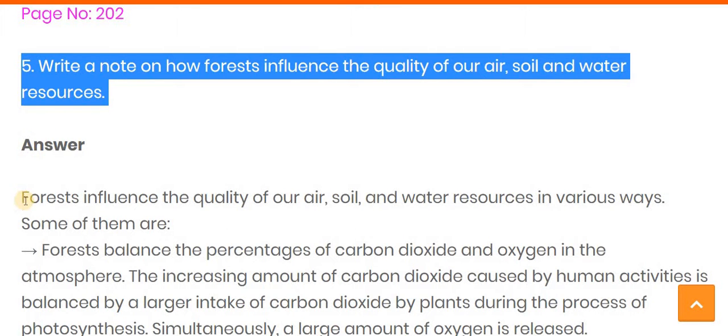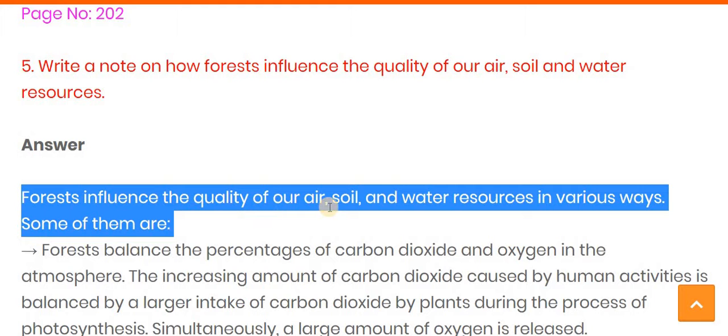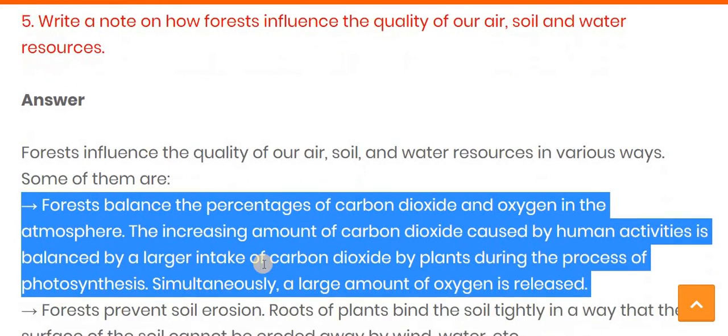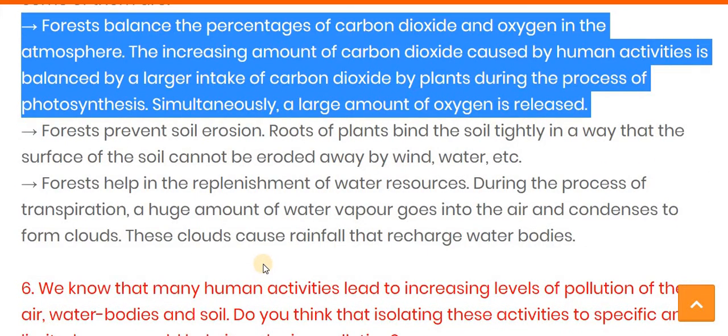So we can write down the answer that forests influence the quality of air, soil, and water resources in various ways. Some of them are: the first one, that forests balance the percentage of carbon dioxide and oxygen in the atmosphere. The increase in carbon dioxide caused by human activities is balanced by a larger intake of carbon dioxide by plants during the process called photosynthesis, and simultaneously a large amount of oxygen is released from the plant. So we can say that there is a balancing of oxygen and carbon dioxide.